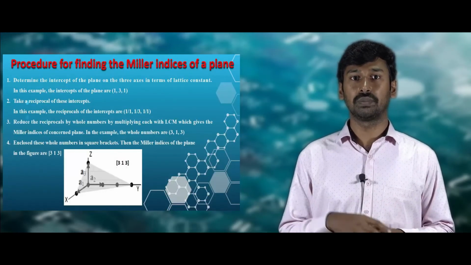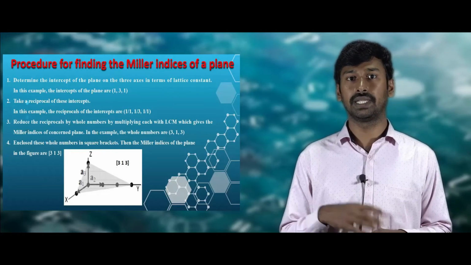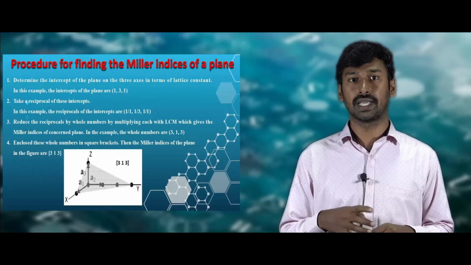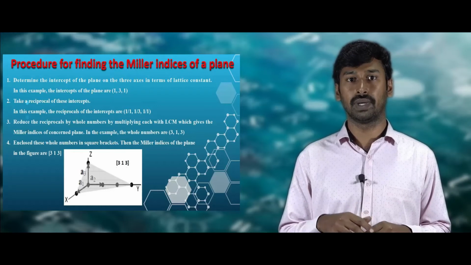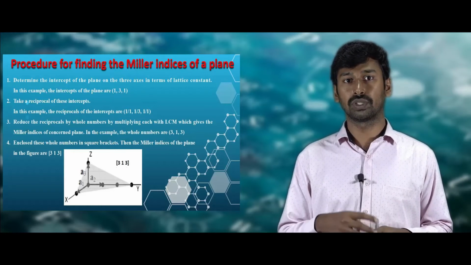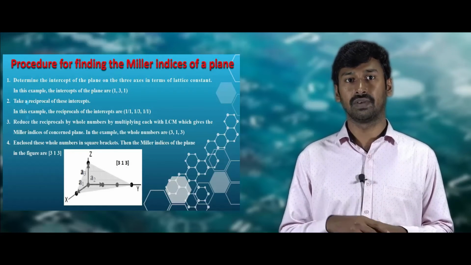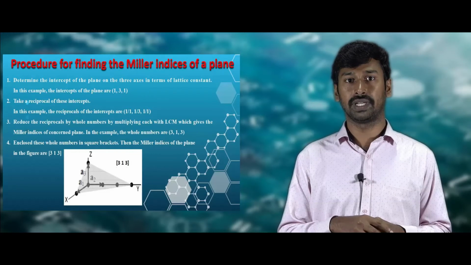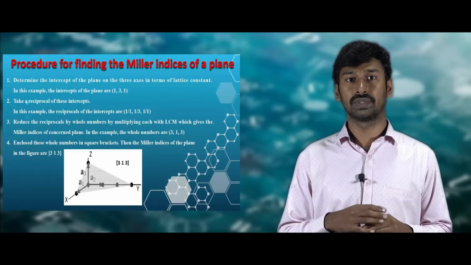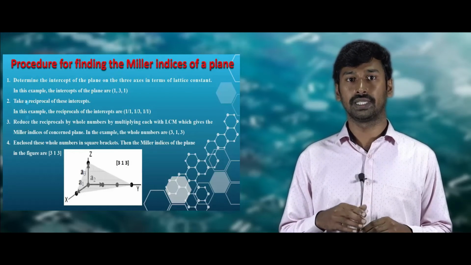Next we are going to see the procedure for finding the Miller indices of a plane. The first step is to find the intercepts of the plane in terms of the lattice constants. For this example, it is 1, 3, 1. The second step is to take the reciprocal of these intercepts. For this example, it is 1/1, 1/3, 1/1. The third step is to convert the reciprocals into whole numbers by multiplying each with the LCM. For this example, it is 3, 1, 3. The fourth and final step is to enclose the numbers in square brackets, which is nothing but [3 1 3] for this example.